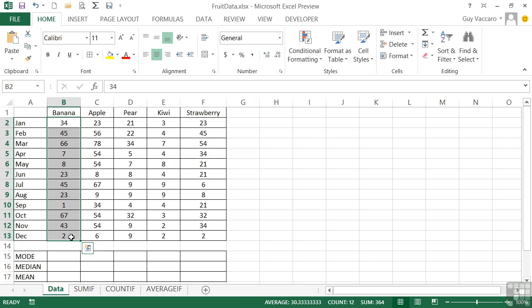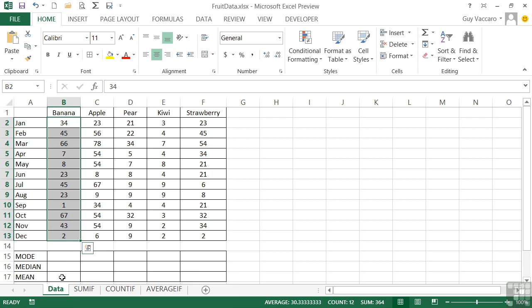That's the median. The mean, which is the most commonly known one that we work on as an average, is effectively the total of all the values divided by however many there are. So in our case here, there are 12 values. It will total all of those up and divide by 12.